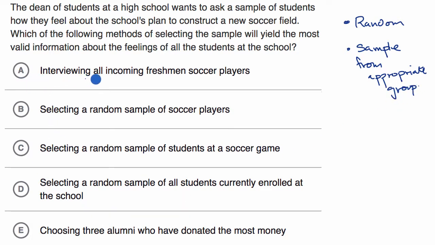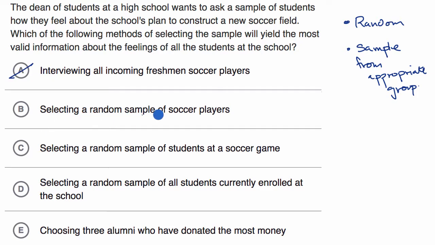Choice A says interviewing all incoming freshman soccer players. Well, that doesn't seem like it would be indicative of the feelings of all the students at the school. I would guess that the incoming freshman soccer players would be very excited about constructing a new soccer field, but other folks might not be as excited. So you're not selecting from a representative group right over here.